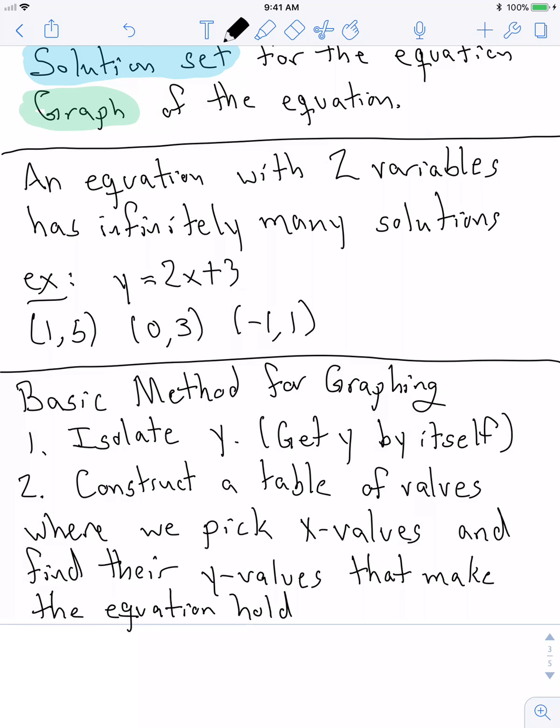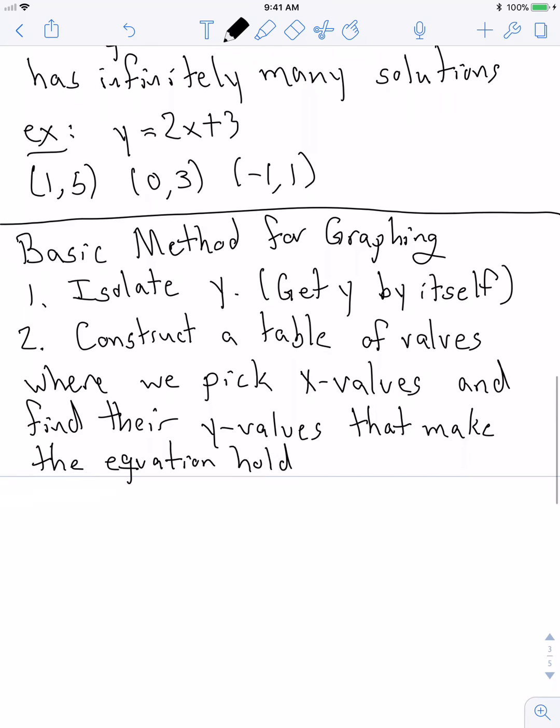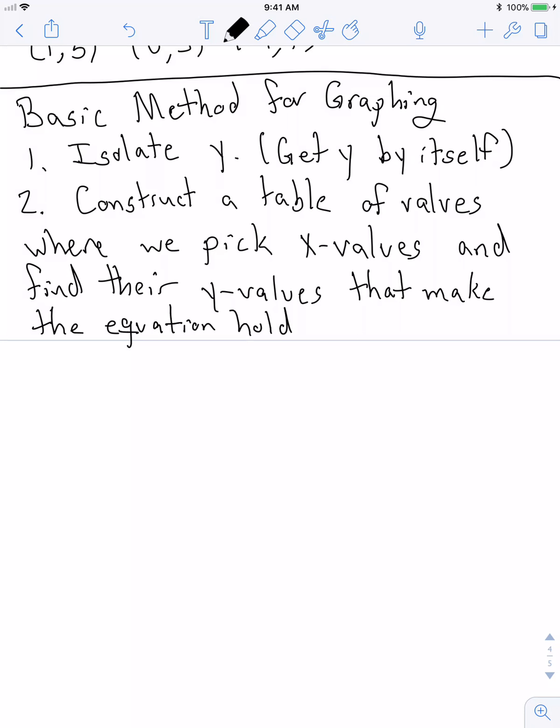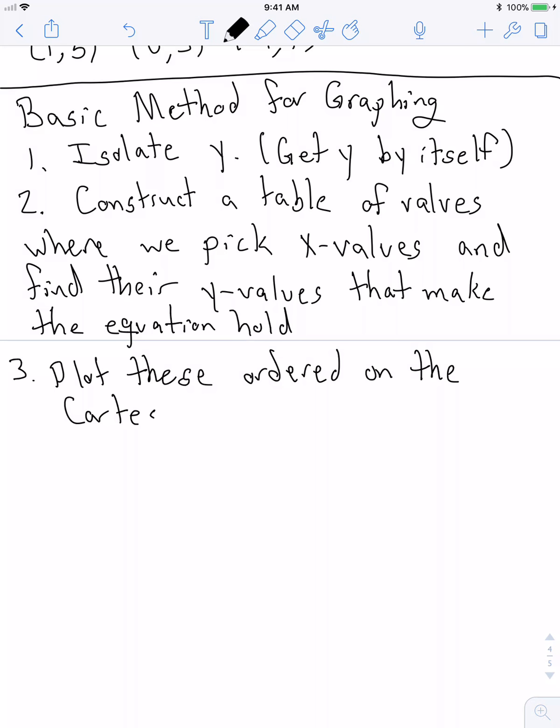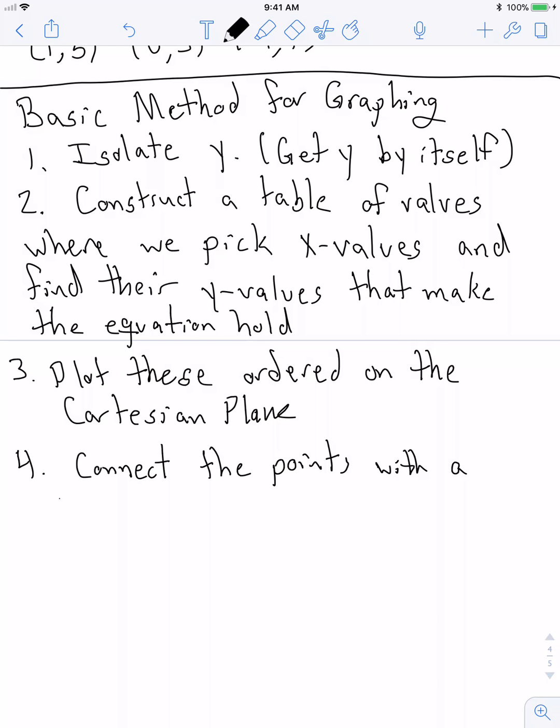Exactly as we did above, when we plugged in x is equal to 1 and saw y had to be 5. We just want to do this for a couple points to see what the shape is going to look like. Once we have this table, the next step is to plot these ordered pairs on the Cartesian plane. And finally, connect the points with a smooth curve.